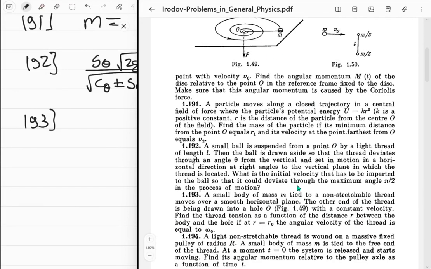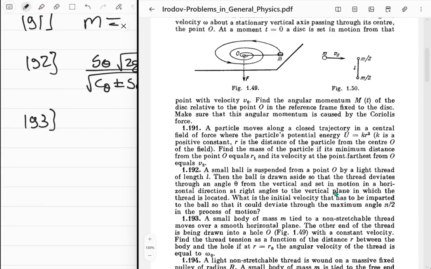The other end of the thread is non-stretchable. The body moves over a smooth horizontal plane. The other end of the thread is being drawn into a hole O, like this, with constant velocity. Find the thread tension as a function of the distance r between the body and the hole.